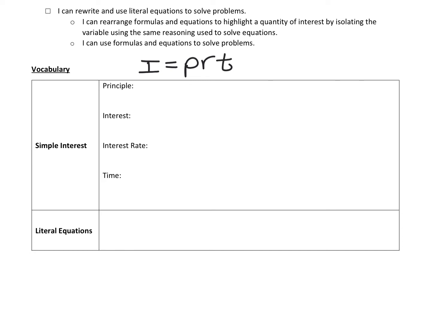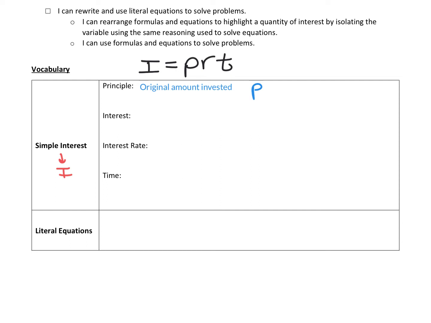And let's go ahead and define the parts of that formula. So the I is the simple interest earned. So the simple interest is the I. That's the part of the formula with the I. All right, principal, that is a banking term. Principal is going to be the original amount invested, and that part of the formula is that P. So the P, in I equals PRT, this P is the original amount invested.